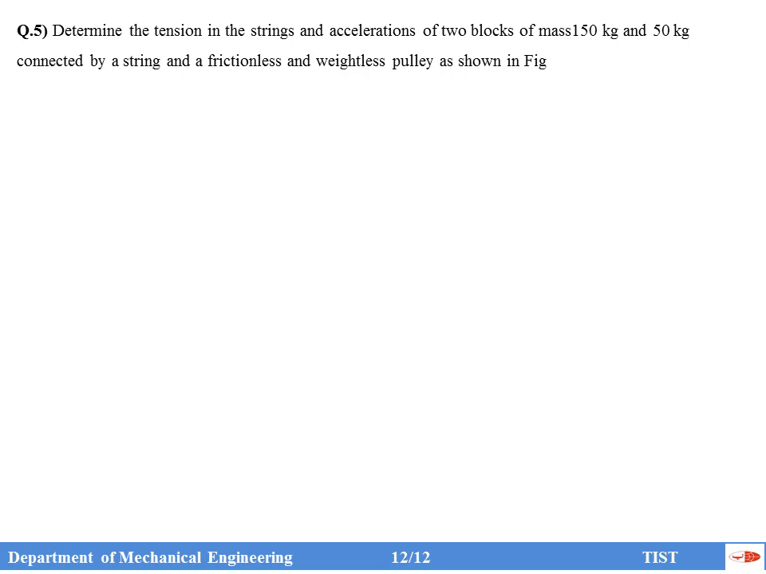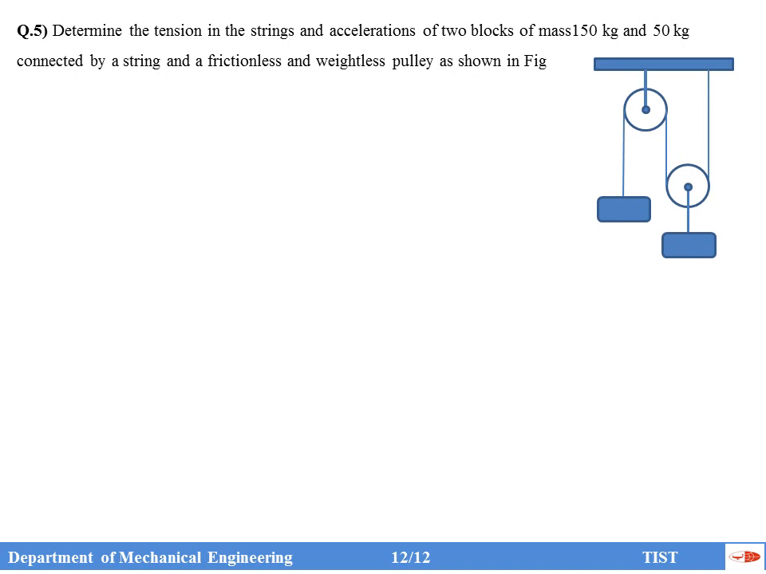Now we will solve a simple problem. Determine the tension in the string and acceleration of two blocks of mass 150 kilogram and 50 kilogram, which are connected by a string and a frictionless weightless pulley as shown in the figure. You need to find out the tension and acceleration of the blocks. It is a very simple question actually. Both the blocks A and B are not in contact with any surface. There is no friction there. Only T and weight are acting on the body, and the body is moving.